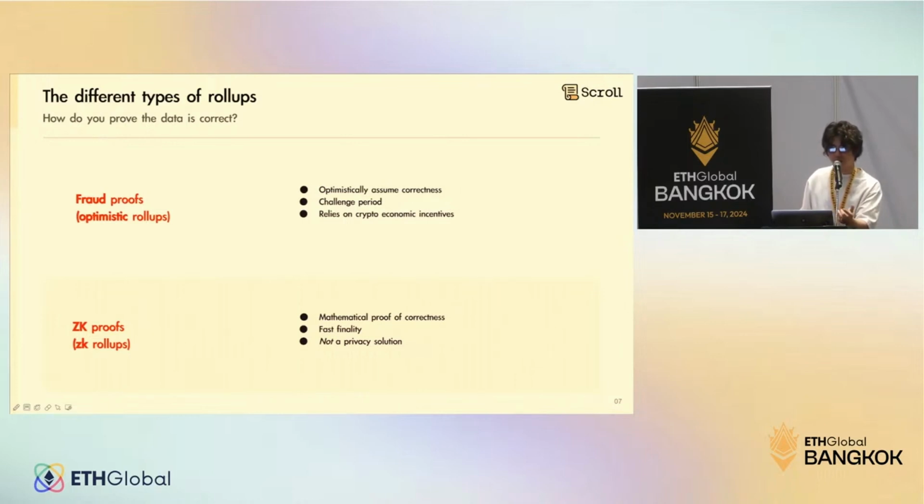Scroll has a very fast finality time. For example, if you withdraw your assets from Scroll to Ethereum Layer 1, for now it only takes less than 40 minutes. And I think it's the fastest among all of the ZK rollups for now.